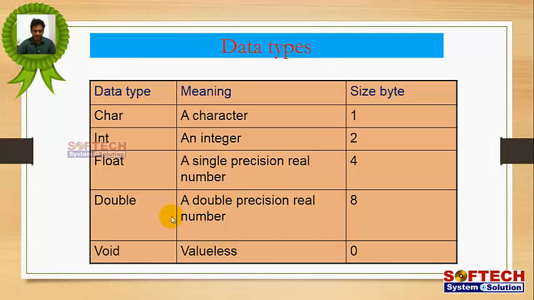So the meaning of double precision is high accuracy. If we want to access a value in higher precision, that is high accuracy, we use the double data type. Float is less accuracy, so it requires 4 bytes. Double requires 8 bytes. The void is valueless. If you want to indicate something as valueless, we use void. So the size is 0 bytes.